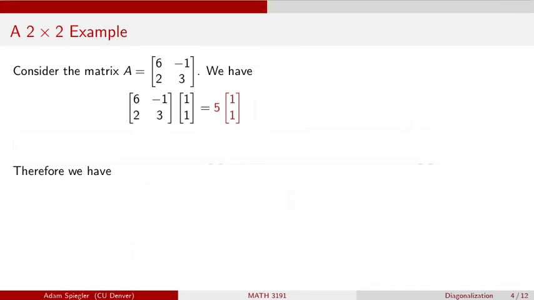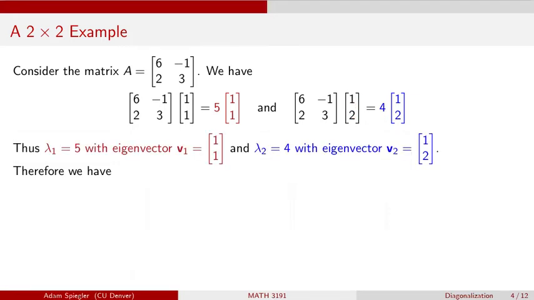And you can similarly verify that there is a second eigenvalue for matrix A, which is 4. And this eigenvalue 4 has an eigenvector, which is 1, 2. So we have two different eigenvalues. Each of them has a basis for its eigenspace, which is spanned by one vector. So you can see that these two eigenvectors are indeed linearly independent from each other.